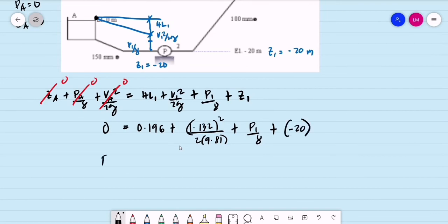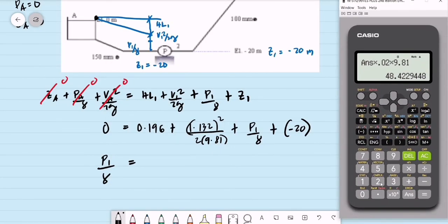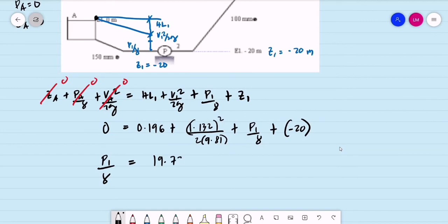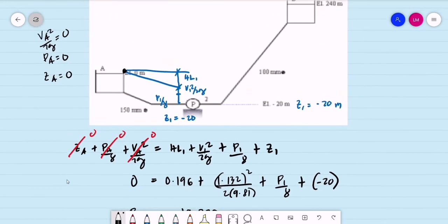Okay? So, what will be the equivalent of the pressure head at 1? The P1 over gamma. So, ita-transpose natin. So, magpa-positive na yung 20 pagka-transpose. So, this 20, magne-negative naman yung dalawa. Minus 0.196 minus the 1.132 squared. This is divided by twice of the acceleration due to gravity. That is 19.739. So we have 19.739 meters. So that is the velocity head, pressure head. The pressure head at point 1. That is the pressure head before, at the entrance of the pump.